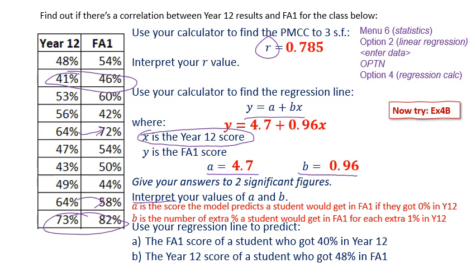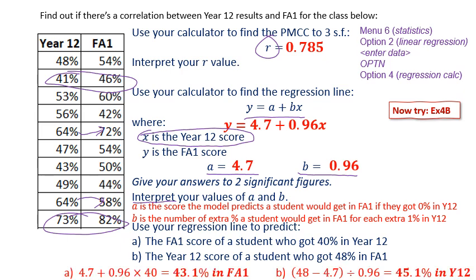To make the predictions for question parts A and B, the first one we're given a value for x and we're finding a value for y. And the second one is less commonly done because it feels like you're working backwards a little bit, but you could also theoretically work out what kind of Year 12 score a student might have had if they ended up getting 48% in FA1. All you need to do is substitute the appropriate values in for either x or y and take care that you choose the right one, and then you can work backwards and rearrange. So for part A, I get 43.1%, and for part B, I get 45.1%.